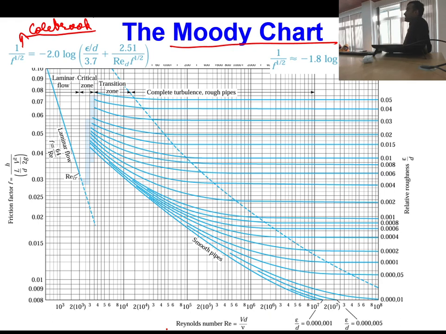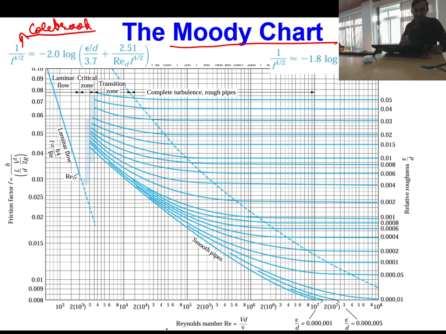Moody's diagram is a very famous diagram which is used for circular pipes, for non-circular cross sections by doing some modifications in the diameter, and as well as for open channel flows. So if you consider the applicability of the Moody's diagram, it is applicable for three different conditions. Of course for circular pipes, then for non-circular ducts by doing certain modifications in the parameters, and then also for open channel flows.